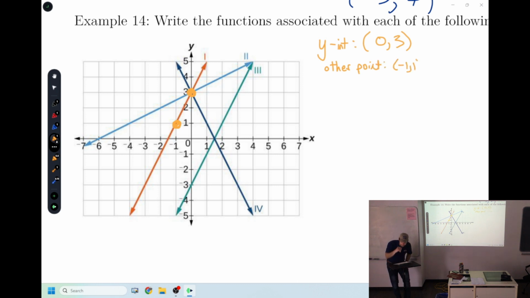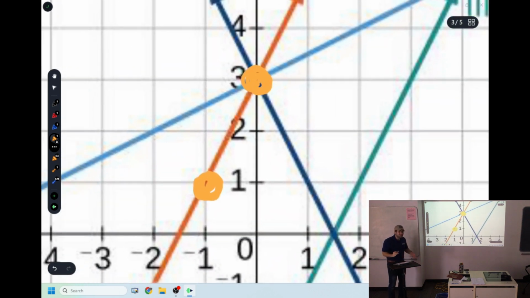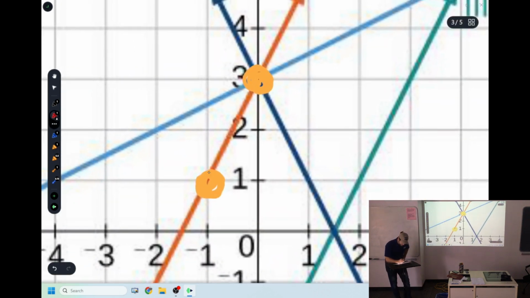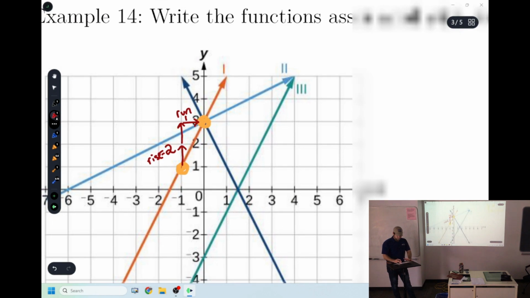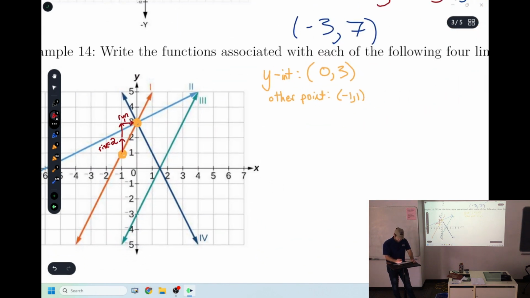Negative 1 comma 1. And do you think it's easier to go y2 minus y1 over x2 minus x1, or do you think it's easier to zoom in real big and go 1, 2, 1? That's easier. Up 2 means rise 2. Ooh, we didn't even talk about rise over run. That's on me. And then a run of 1. So that means your slope is what?